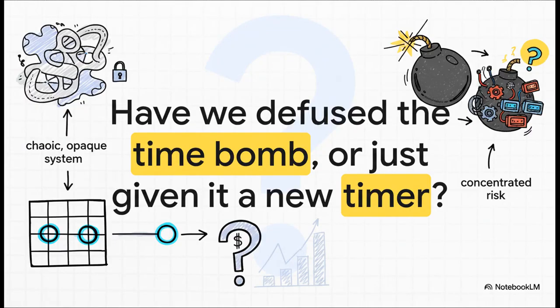We took this chaotic, opaque system and we made it more standardized, more transparent. But in doing that, we've concentrated almost all the risk into just a few critical nodes. So the question is, have we actually diffused the financial time bomb that was ticking so loudly back in 2008, or have we just given it a brand new, maybe even more complex timer? That right there is the quadrillion-dollar question that regulators and the markets are still grappling with every single day.